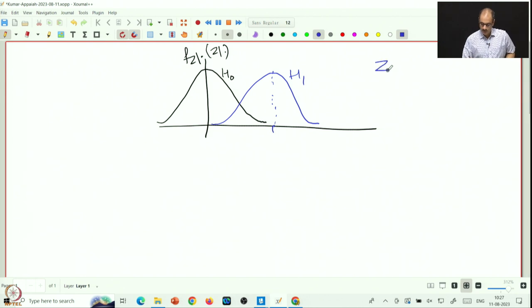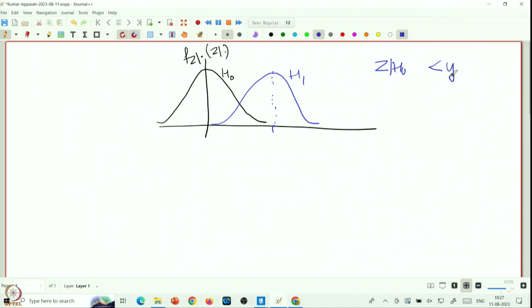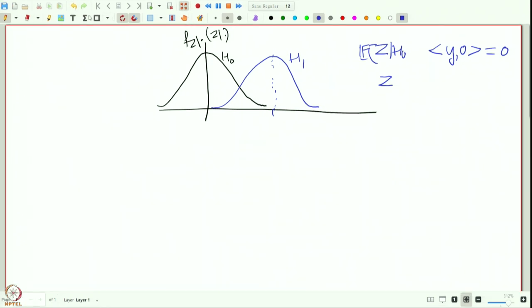So let's write those things down. Z given H0, that is inner product <Y, 0>, is 0. I have to write expectation rather. Let me take this a little more slowly so that you can get a better idea. So let me erase this part.